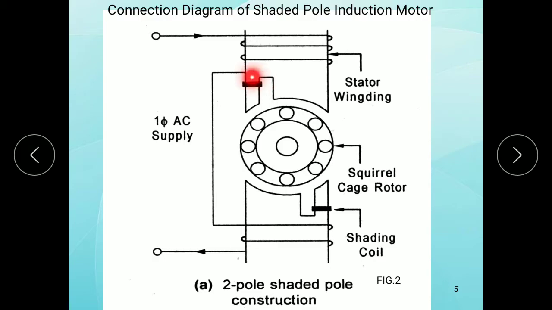Now this shading portion is called the shading coil. This coil is called the shading coil, and this is also called the shading coil. This one is the rotor, that is the squirrel cage rotor.